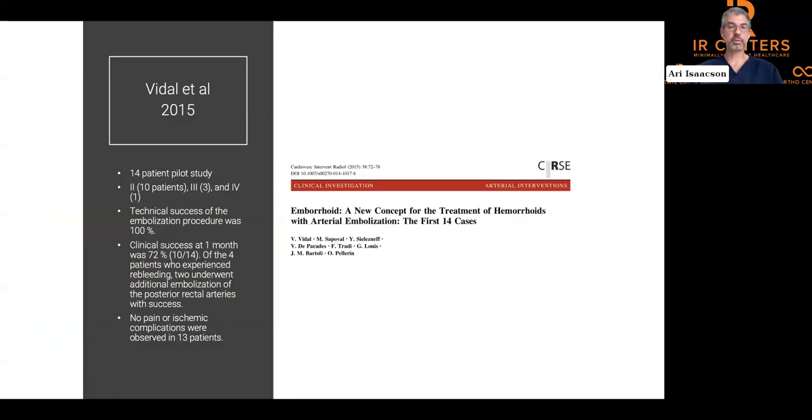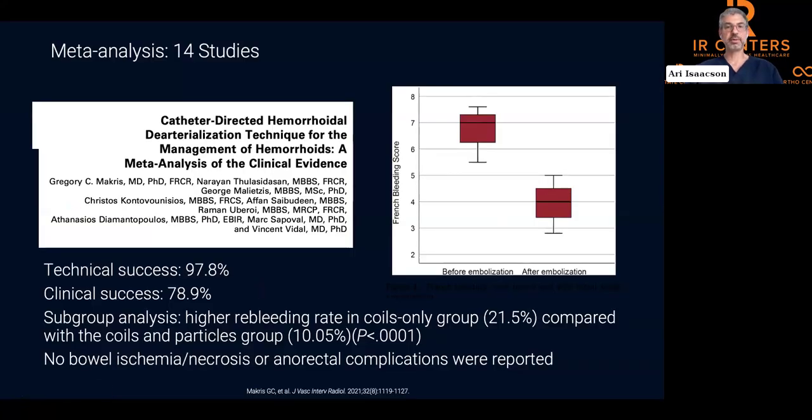Now, I'm going to go over a little bit of the background, the data here. This was first described in 2015 in France, and they did this technique and showed that they could be successful 72% of the time in the initial run, and that was the clinical success, meaning they got bleeding to stop, and 100% of the time they were able to complete the procedure, so that was technical success. Since that time, there have been many more studies that have been done on this procedure, and now there's enough data to put together a meta-analysis, and the cumulative clinical success is closer to 80% at this point.